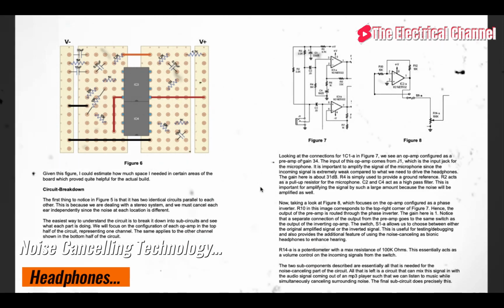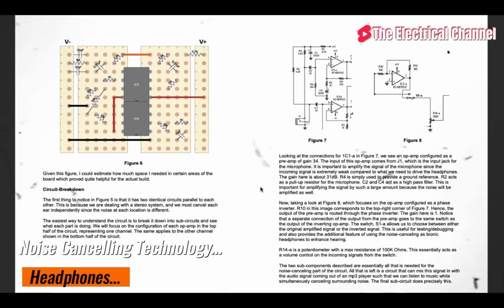The gain here is about 31 decibels. R4 is simply used to provide biasing. R2 acts as a pull-up resistor for the microphone. C2 and C4 act as a high-pass filter. This is important to amplify the signal by such a large amount because the noise will be amplified as well.